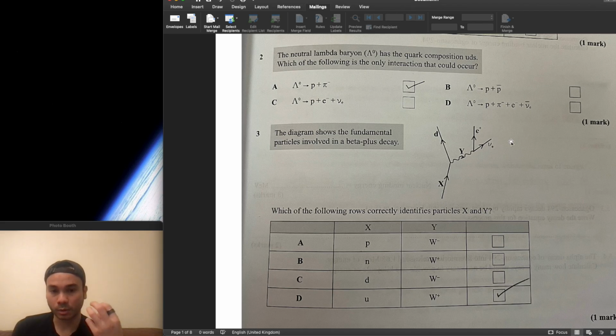So the answer is going to be D. An up quark, via a W plus boson via the weak force, gives you a positron and an electron neutrino in the process. An up quark becomes a down quark.